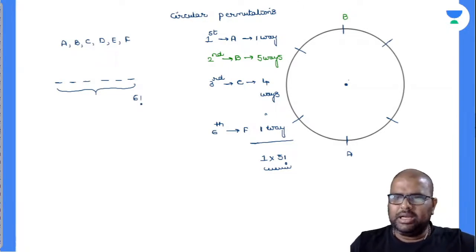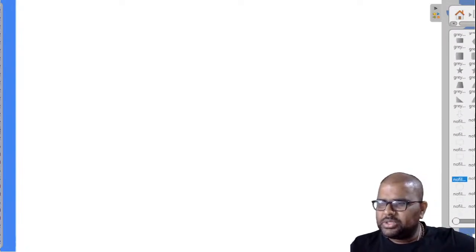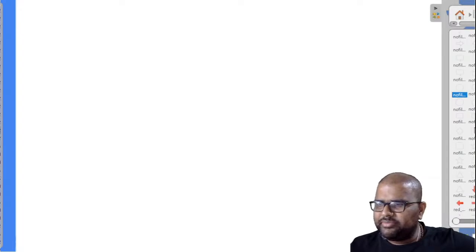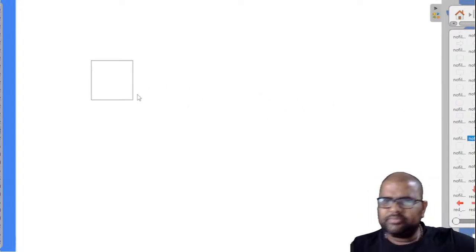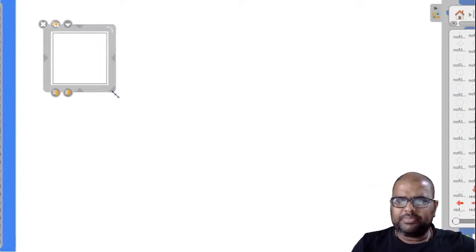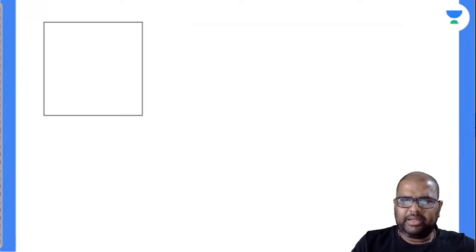Exactly. Now, does the same logic work out for a square? Let's see how it will happen when it is a square. I'll go with 3 examples so that we can have a concrete idea. Let us suppose I have a square with me here. I have kept 8 chairs, 2 on each side. 1, 2, 3, 4, 5, 6, 7, 8.